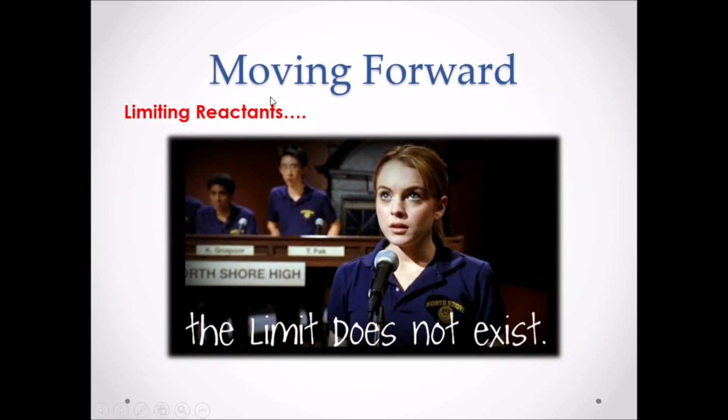Moving forward, we will explore the concept of limiting reactants.